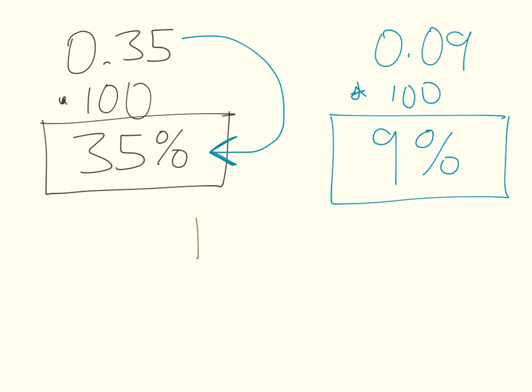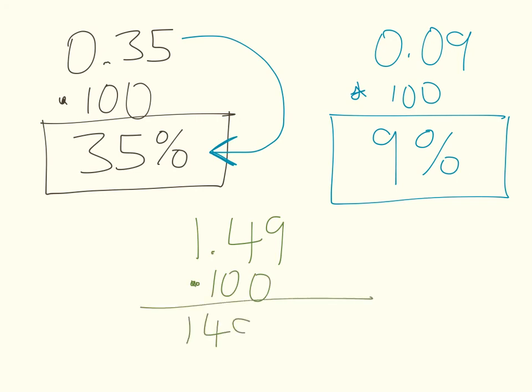Say I have 1.49. I want to write that as a percent. I multiply it by 100. I get 149%. And that is all you have to do for chapter 6.5.